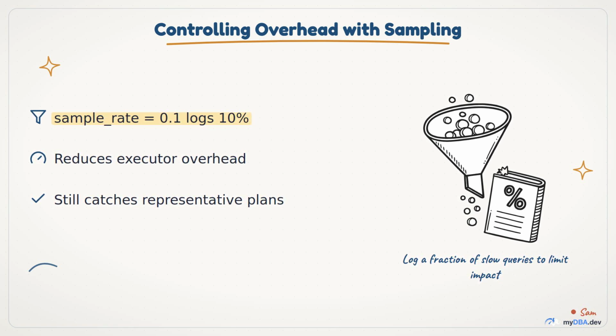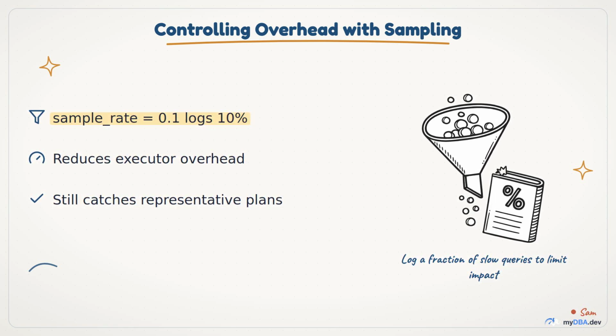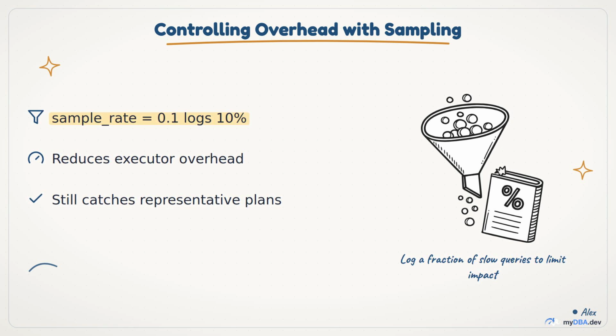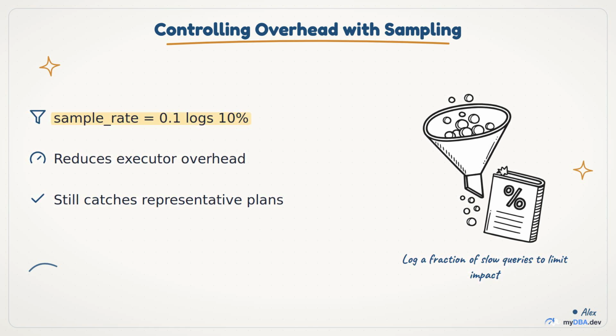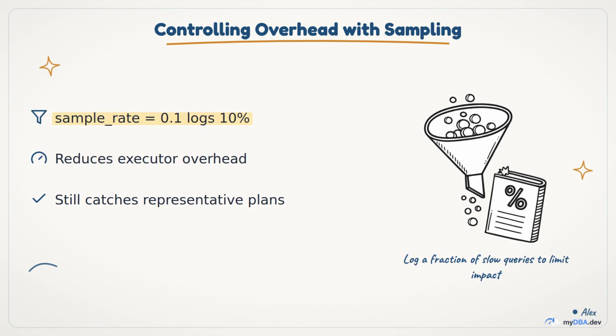So I can tune the trade-off between visibility and performance. Exactly. Start conservative, maybe auto_explain.sample_rate of 0.1, and a higher threshold like 2 seconds. Then tighten it once you're comfortable with what you're seeing.